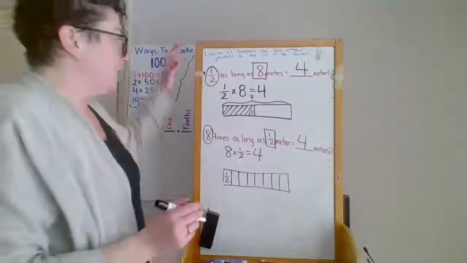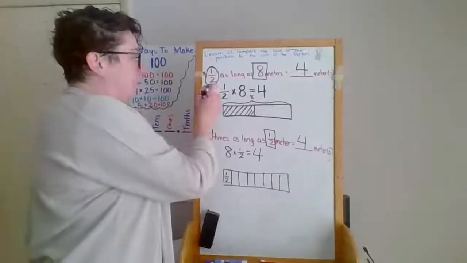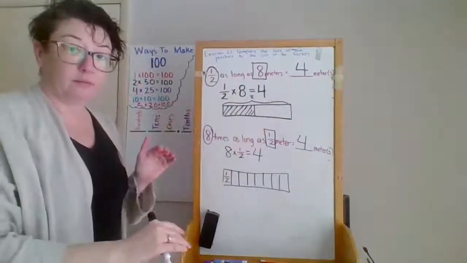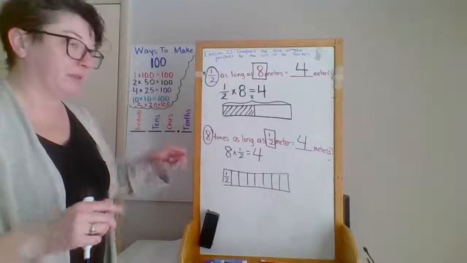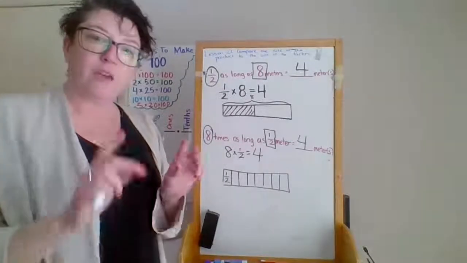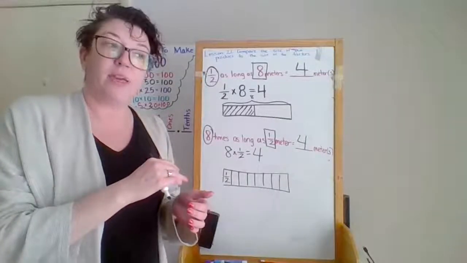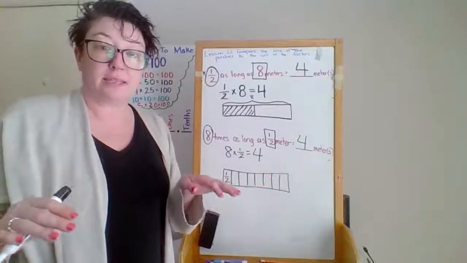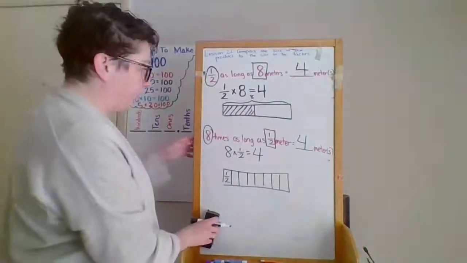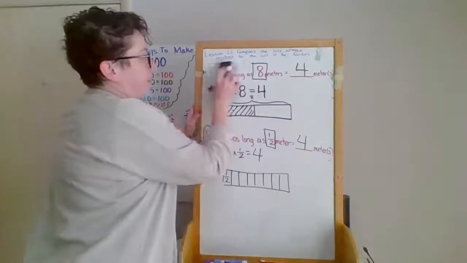So the important thing to remember here is when you're multiplying by something that is less than 1, your product will get smaller, okay? If you multiply by something more than 1, your product will get bigger. If you multiply by something that's equal to 1, we know from last week that the value will stay the same. When we multiply by 1, things don't change. Okay, so we're going to move on to part 3.